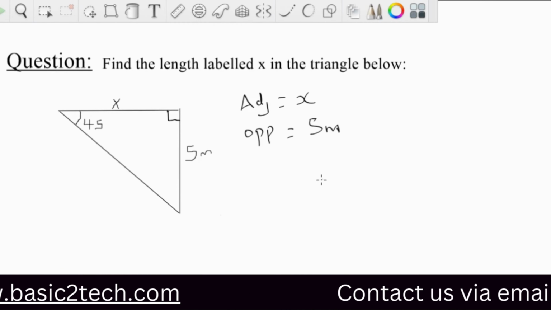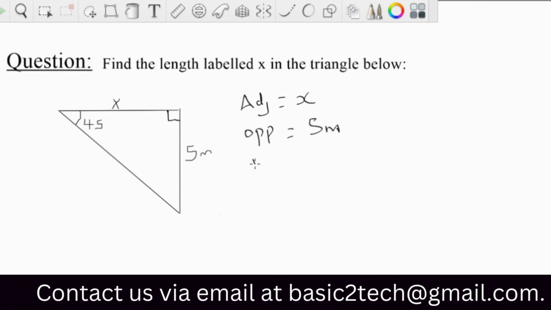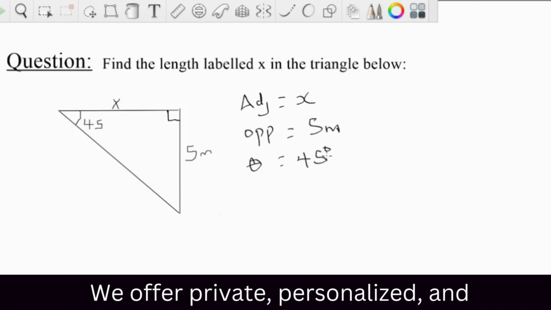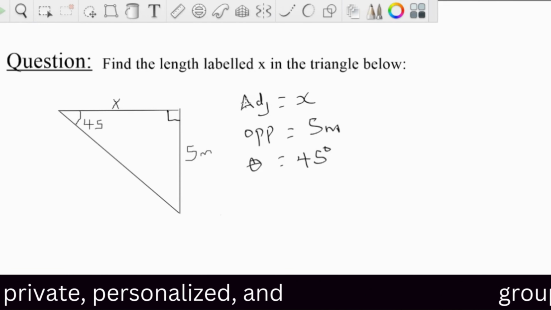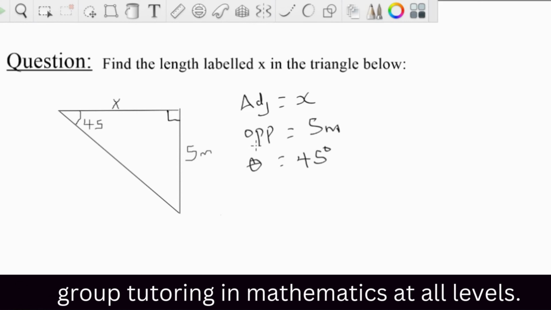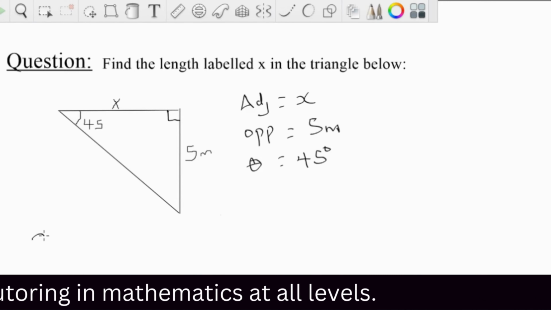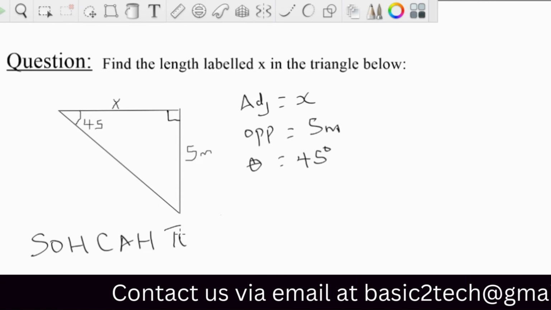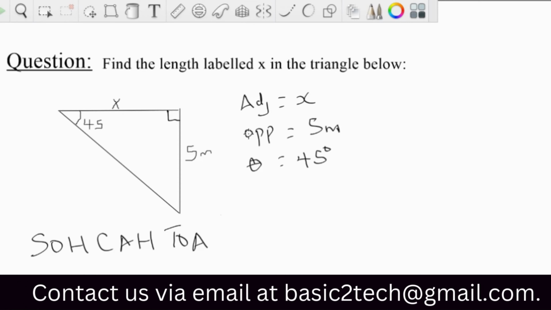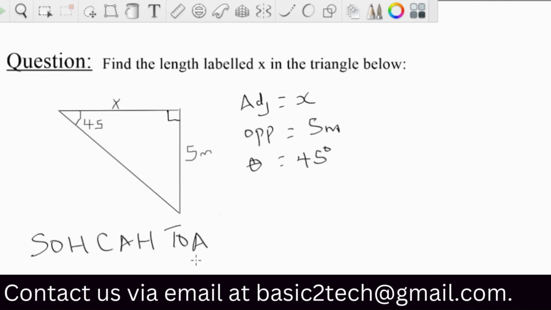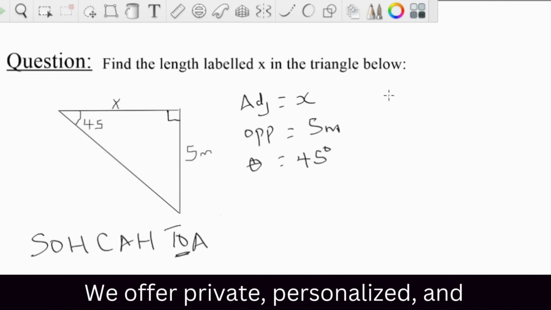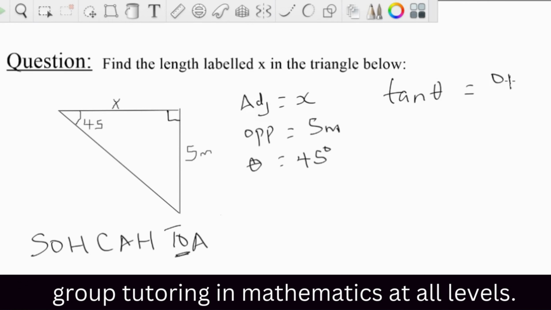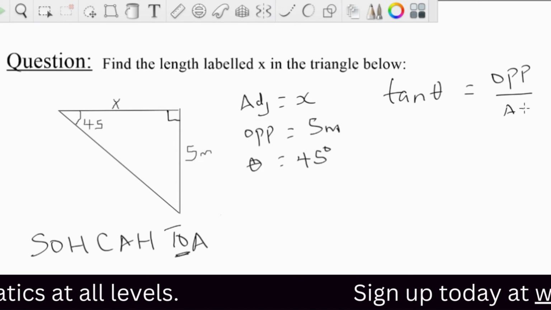So what next? Our angle is given to us as 45 degrees. So now I'm given adjacent and opposite. So if you look at our SOHCAHTOA, where you have your opposite and your adjacent, that should be your tan. So we use our tan theta equal to opposite over adjacent.